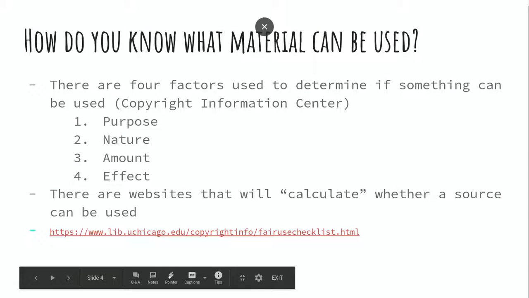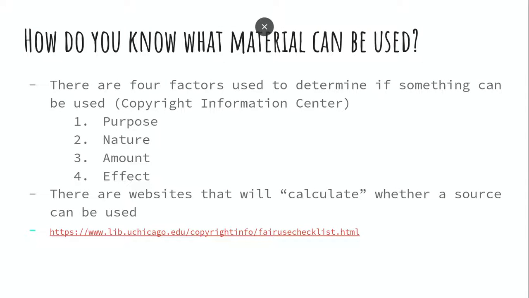So, how do you know what material can be used? There are 4 factors used to determine if something can be used. These are called the 4 factors of fair use. The first is purpose, so the purpose and character of the work, so what you're doing with the material you're using. Then the nature of the copyrighted work, so what is it? It's like a video, paper, scholarly article.